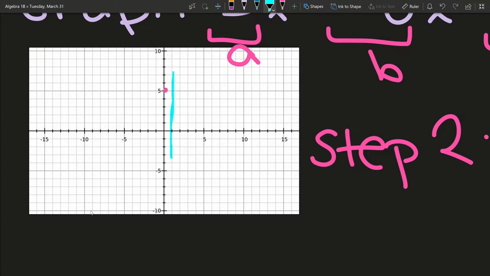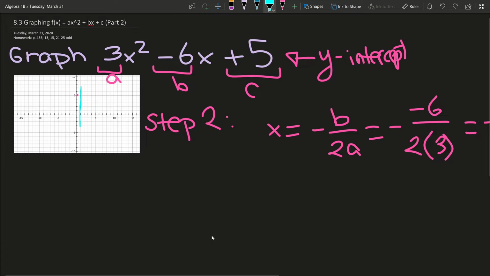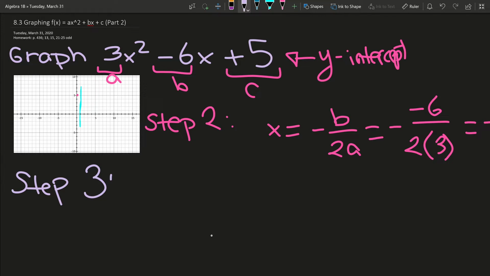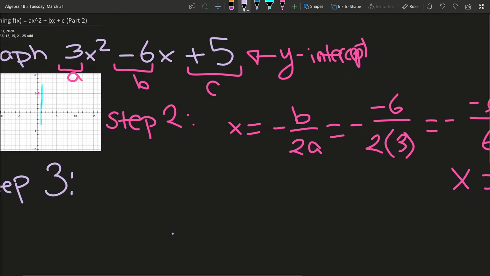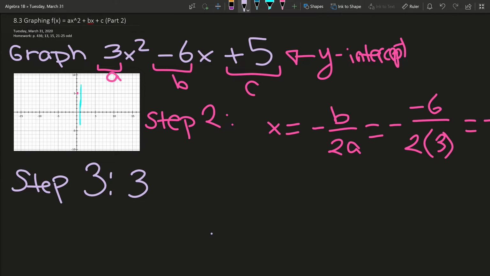And from here, let's go ahead. So we know our axis of symmetry is 1. And now that we know it's 1, from the last lesson, you remember that if you have the axis of symmetry, you're now able to find the what? The vertex. So step 3 is use this x over here, x equals 1, and plug it into our original equation. So our x is 1, so we're going to plug that in.